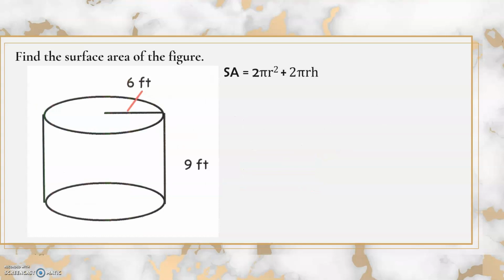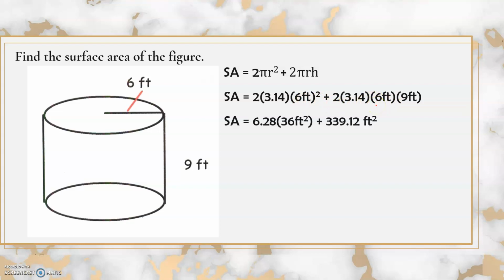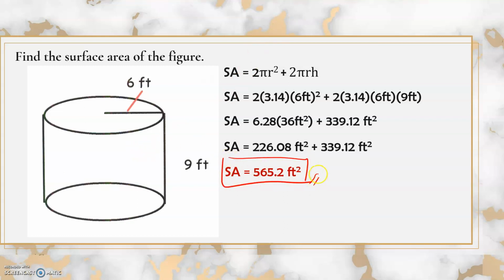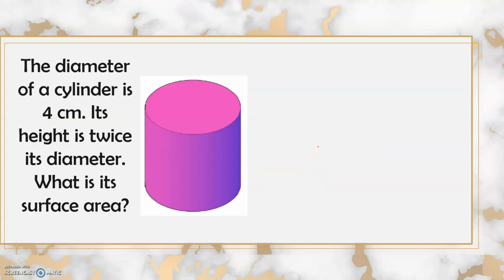Next, again, the formula that we will use to find the surface area of a cylinder is 2 pi r squared plus 2 pi r h. Substituting the given information, we'll have 2 times 3.14 times 6 feet squared plus 2 times 3.14 times 6 feet times 9 feet. Performing the given operations, the surface area of this cylinder here is equal to 565.2 square feet.